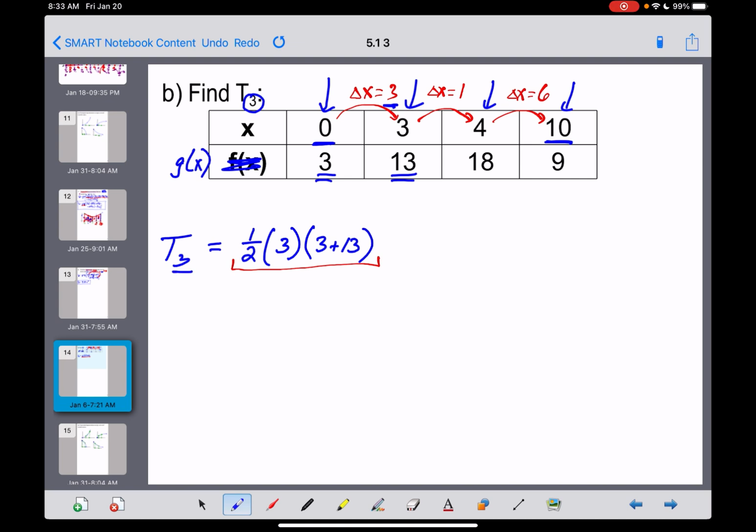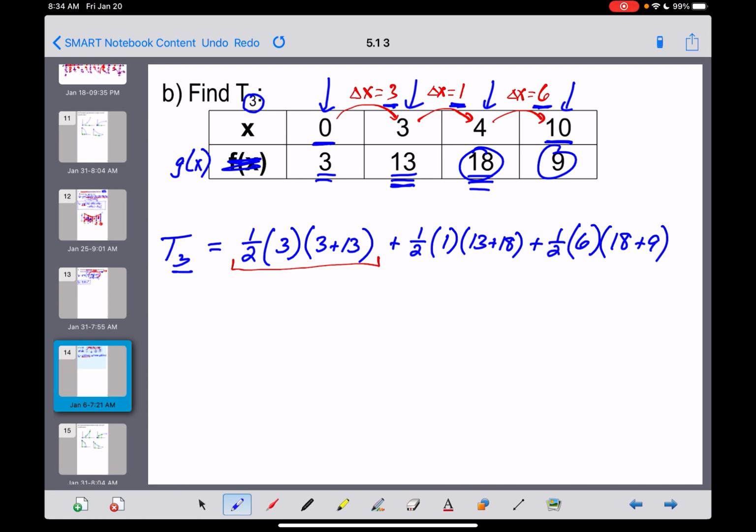And since we're doing 3 trapezoids, I've got 2 more to go. The second trapezoid always starts with a 1/2. Its height, its delta x, is 1. We're just going from 3 to 4, and its 2 bases are going to be 13 and 18 added together there. Got it. And then the third and final trapezoid, 1/2, its height is its delta x value, which is 6 right here, and its 2 bases are going to be 18 and 9 added together here as well.